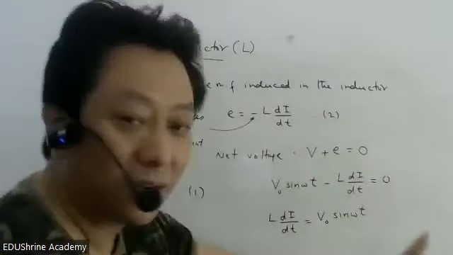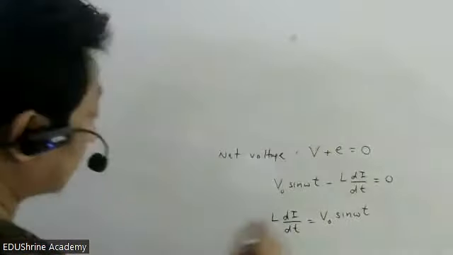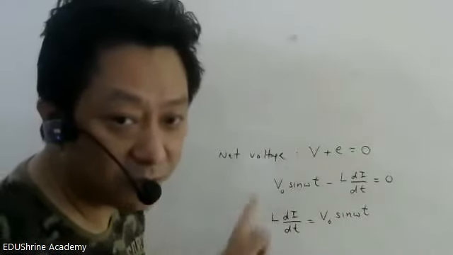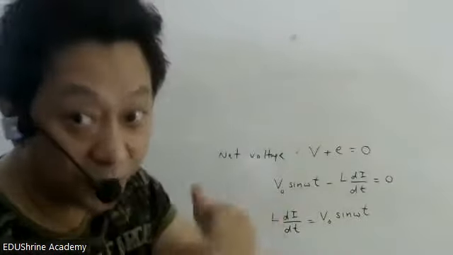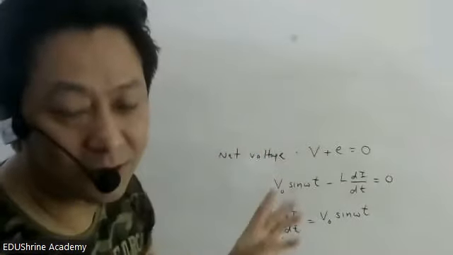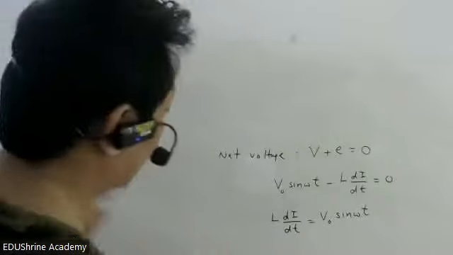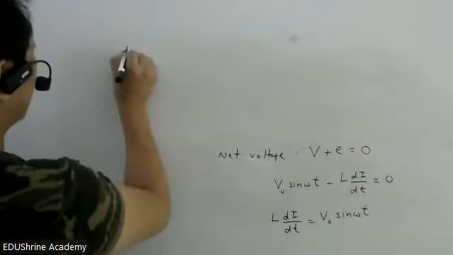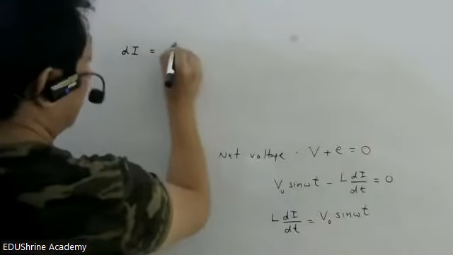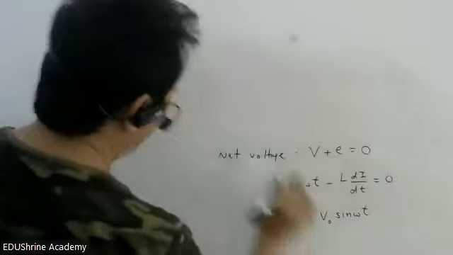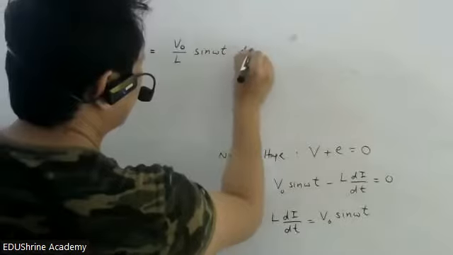Then substitute, take it this side. Now we are ready to simplify. But first, let us separate the variables. Who are the variables here? Fast, you tell. Two variables are there: current and time, which change, by the way. So let's separate the variables. Here I'll keep di. Others I will take that side: V naught by L, sine omega t, then dt.